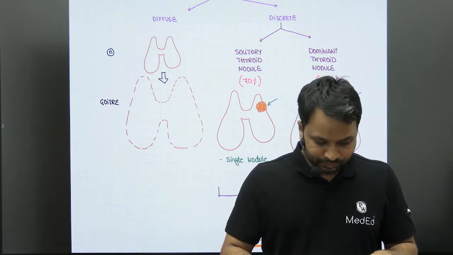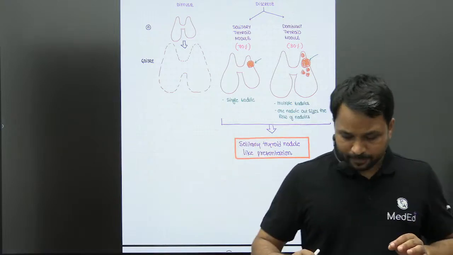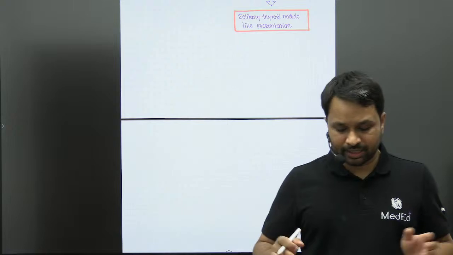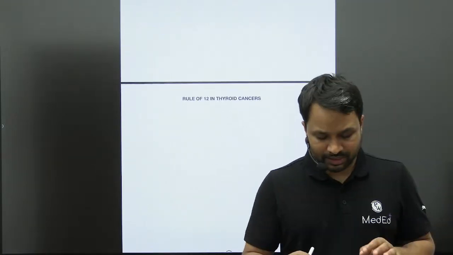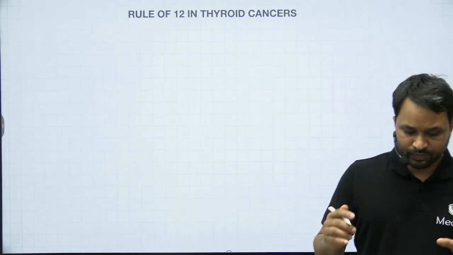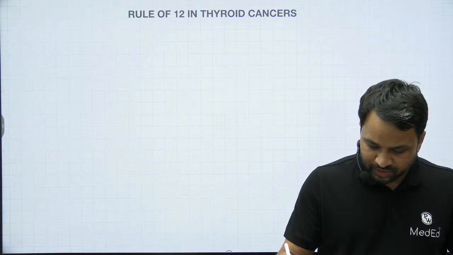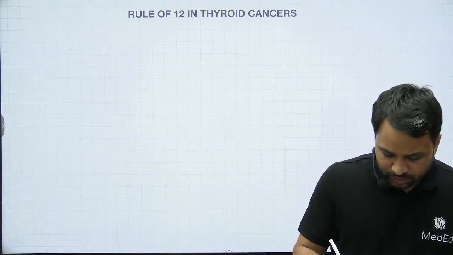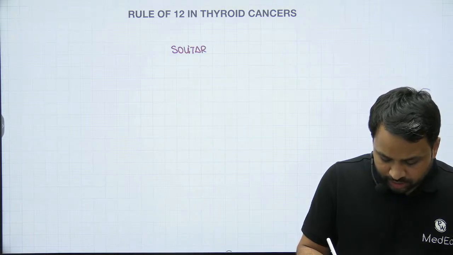Okay. So once you have understood this, I need to talk about a very important rule about predicting malignancies, which is called the rule of 12 in thyroid cancers. Now, what is this rule of 12? We are going to be specifically talking about isolated or discrete thyroid swellings, or patients who present with a solitary thyroid nodule.